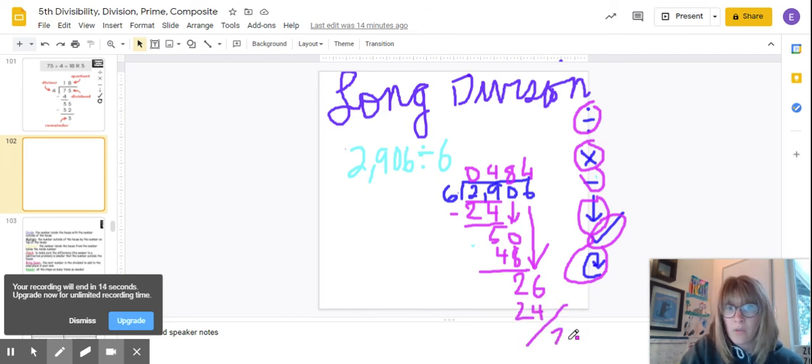2 left over, which becomes 2 out of our divisor of 6. This can now be simplified to 484 1/3. There we go.